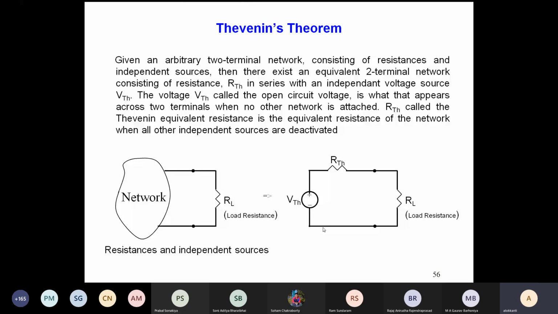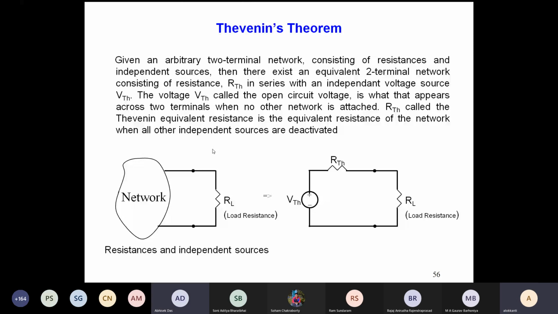Now, how to calculate the Thevenin voltage and Thevenin resistance? The Thevenin voltage is called the open circuit voltage. It is what appears across these two terminals when no other network is attached. So if you just remove this RL and measure across these two terminals using a voltmeter, whatever voltage you get is basically the VTH. The voltage that you get is called the Thevenin voltage.